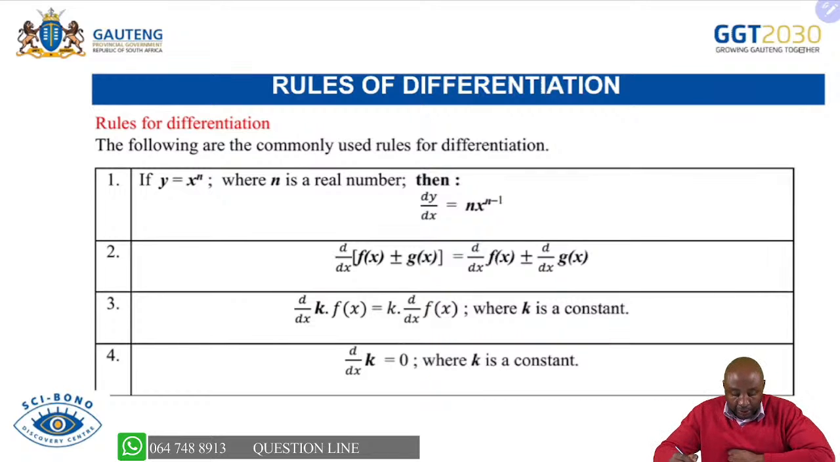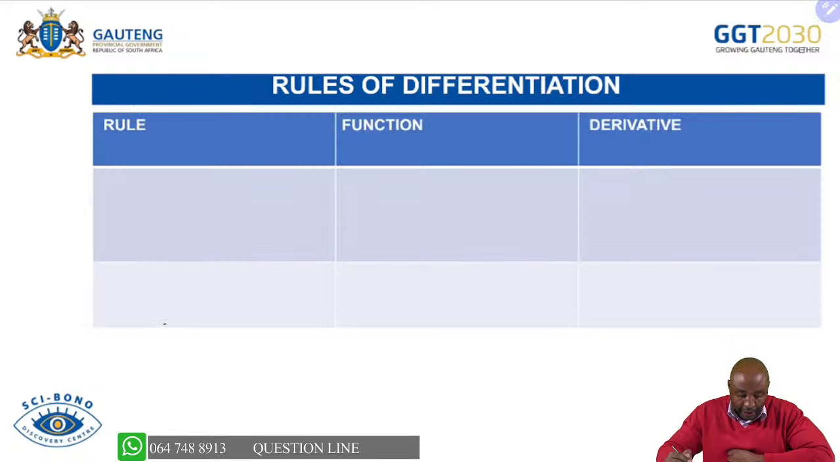You will find out that if you have two functions in the same expression, for example f of x plus or minus g of x, you find the derivative of the first expression followed by the derivative of the second expression. Then you are able to find the derivative. Now, let's just summarize what we just discovered.